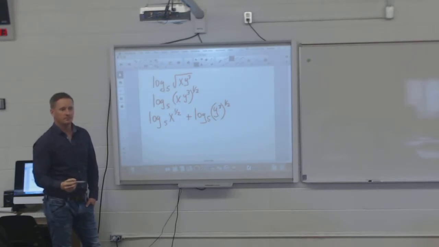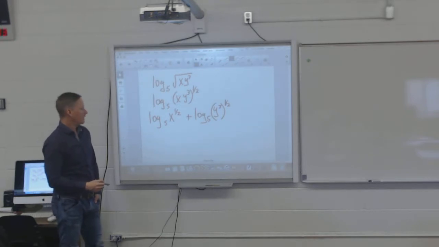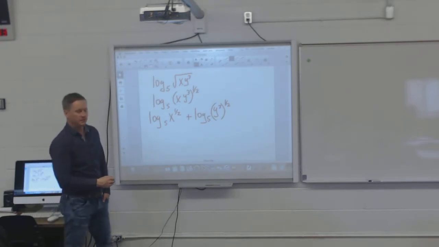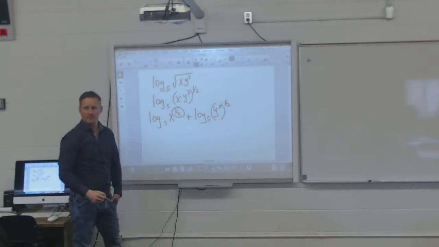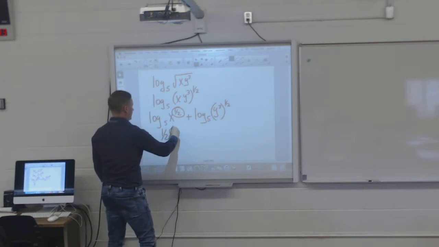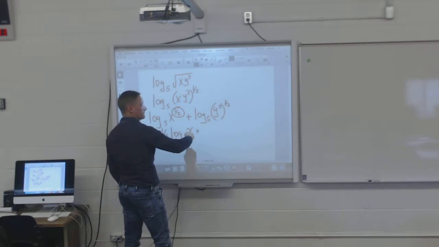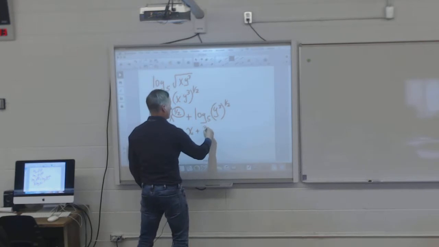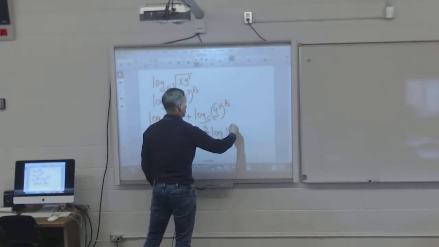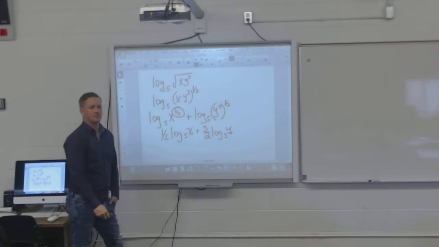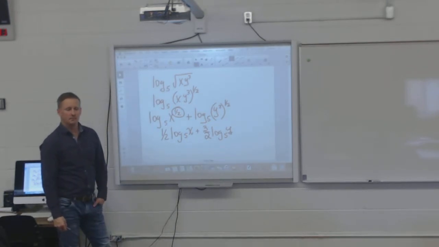Okay? Any concerns? All right. One more step in the whole thing here. What do I do with this? Take it to the front. 1/2 log x base 5 plus 3 over 2 log y base 5, and I'm done. Okay? Do you use a decimal? No, don't use decimal, nix it.